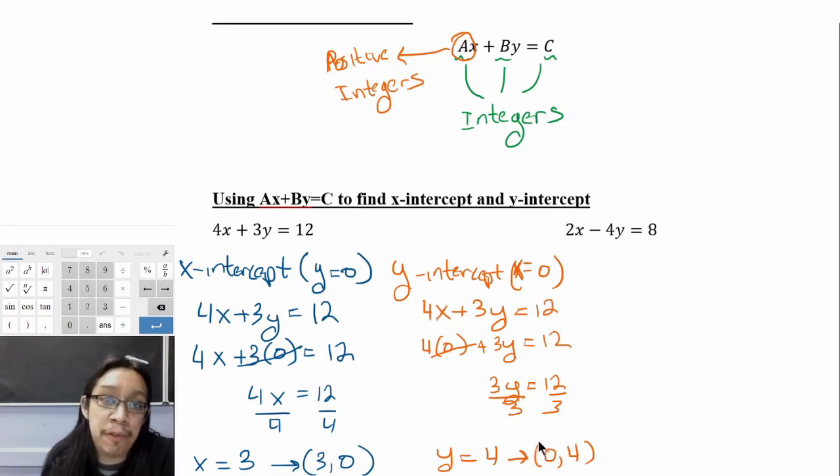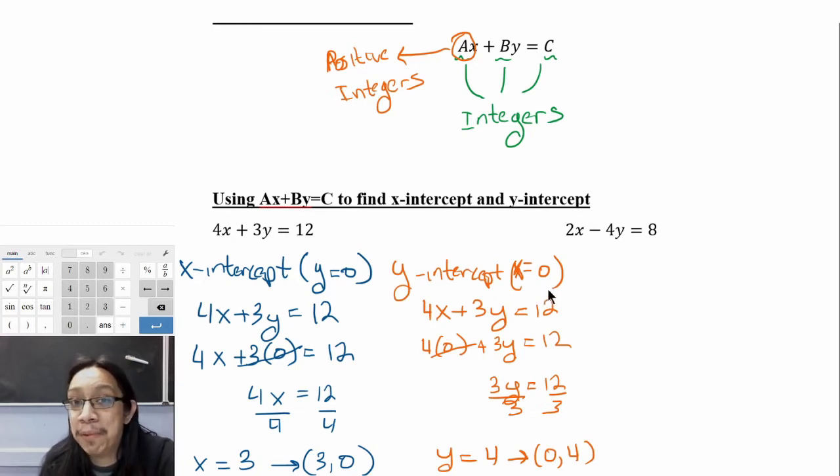So keep in mind what we're trying to do here. We're trying to just plug in the 0 in the correct spot. If you want to look for the x-intercept, you just got to make sure you plug in 0 for y. If you want to look for the y-intercept, you got to make sure you plug in 0 for the x. And this is true no matter what type of linear equation you're working with, whether it's in standard form or whether it's not. But it's super convenient to work with it in standard form.